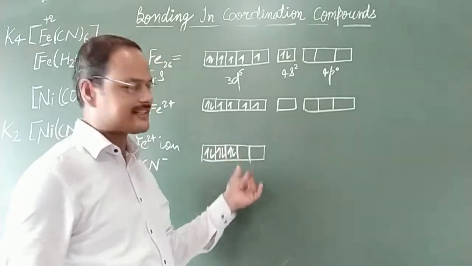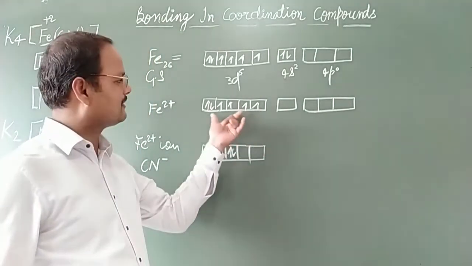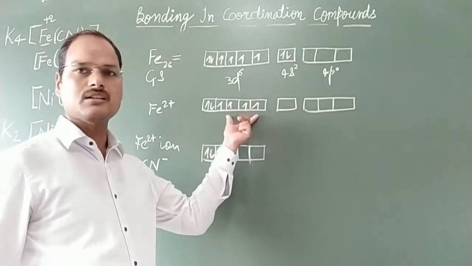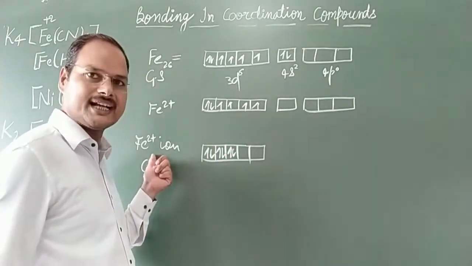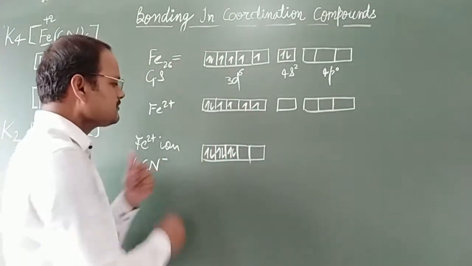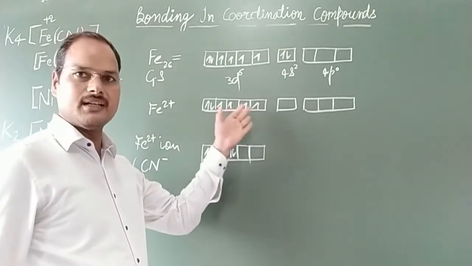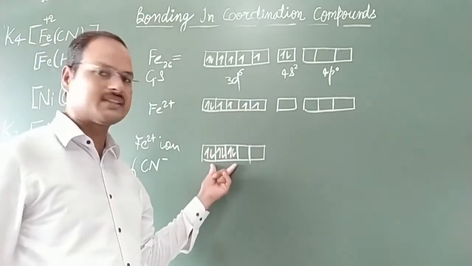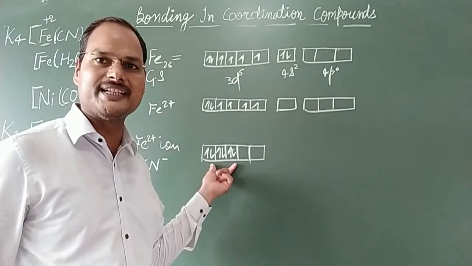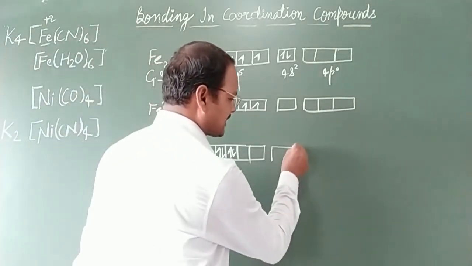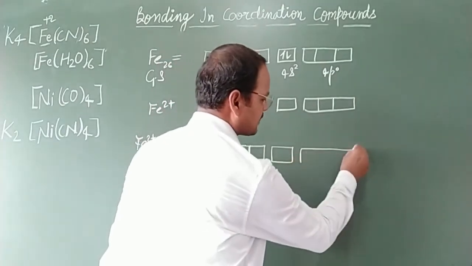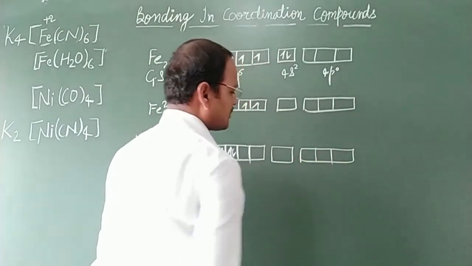Now, on the basis of this concept, you can easily understand that here 4 orbitals were having unpaired electrons in presence of the 6 CN- ions. These electrons will pair up to give 3 orbitals of 3d paired and 2 empty. Once again write other orbitals also. So I am writing here, you can see.